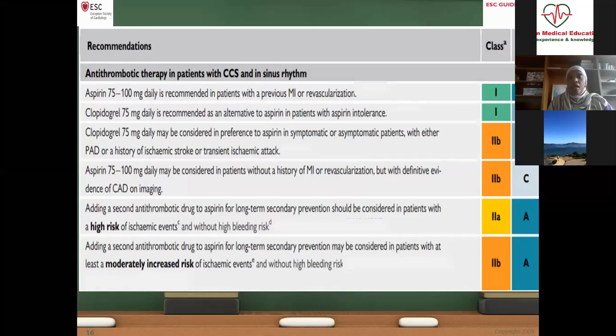The update in the guideline, the new update, is the addition of a second antithrombotic drug to aspirin for long-term secondary prevention. This is a class 2A recommendation for those with high risk of ischemic events. So we are allowed to add the second antithrombotic medication for long-term prevention in addition to aspirin or clopidogrel. And as class 2B, we can add a second antithrombotic medication to aspirin in those with moderate risk for ischemic events. So that's the new update for the 2019 guideline from the pre-existing 2013. Next slide.